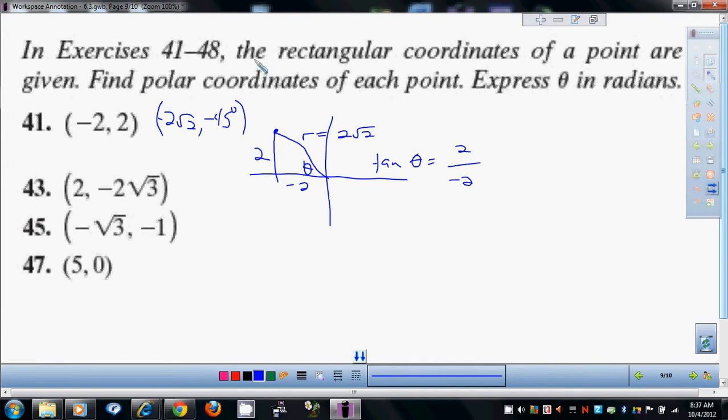Let's look at a measure. How about 43? Let's see, positive x, negative y. That'll put us here-ish. I'm just sketching. It doesn't have to be to scale. 2, and then this side is negative 2 radical 3.